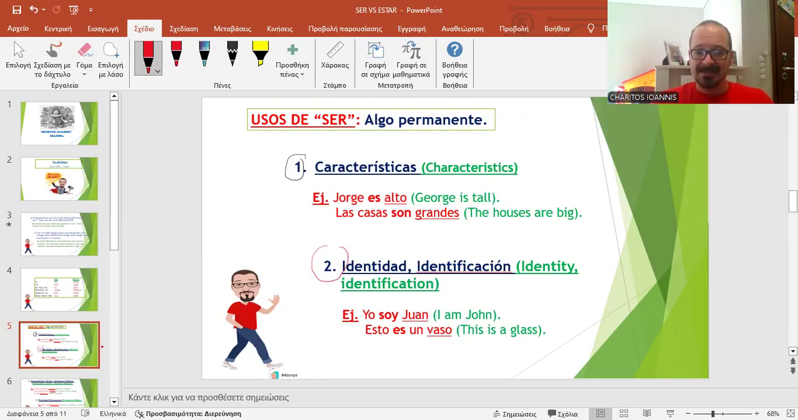Dos, identidad, identificación, identity, identification. Yo soy Juan. I'm John. That can't change, I guess. Esto es un vaso. This is a glass lleno de café, full of coffee, right? So I can't change the glass. I can't transform it into something else. This is permanent.